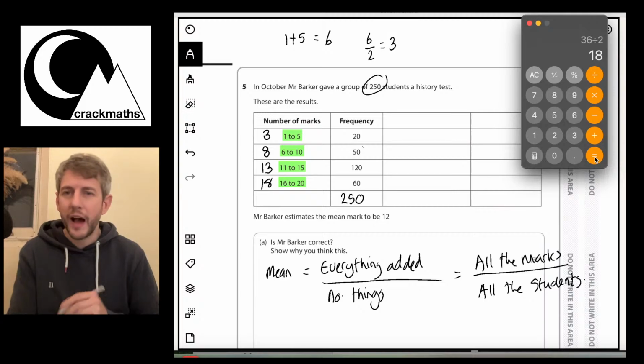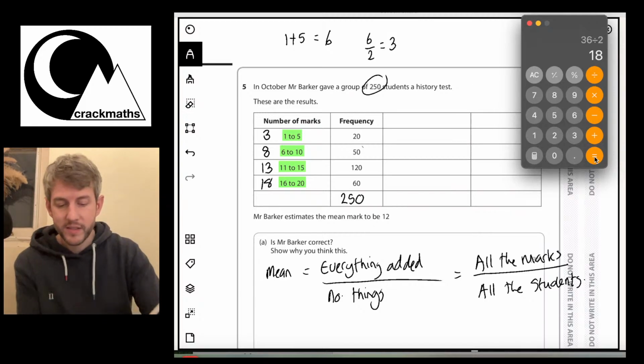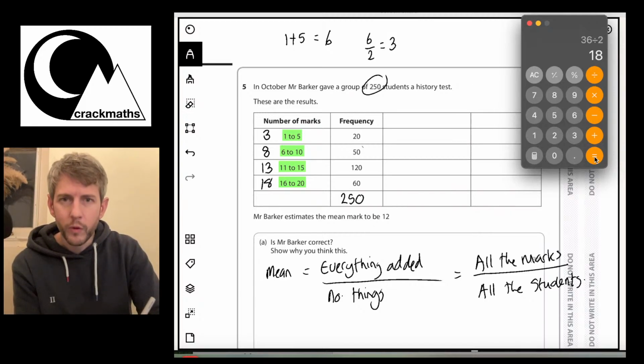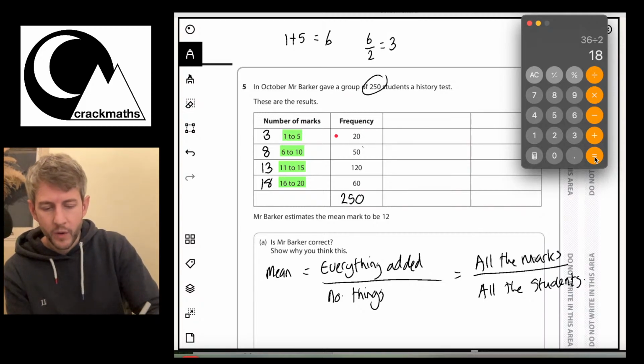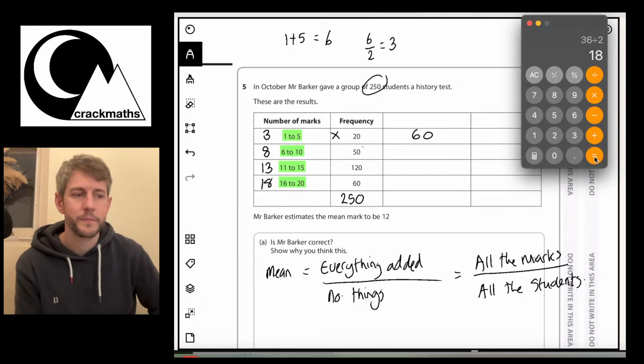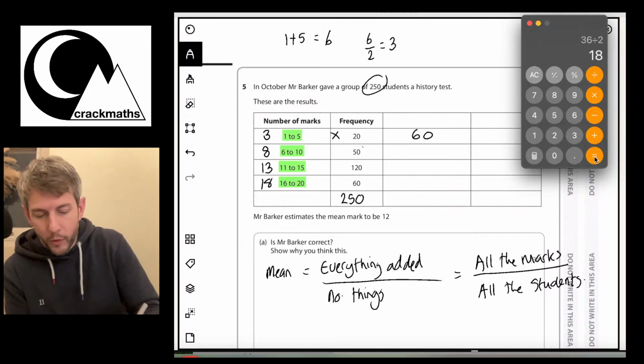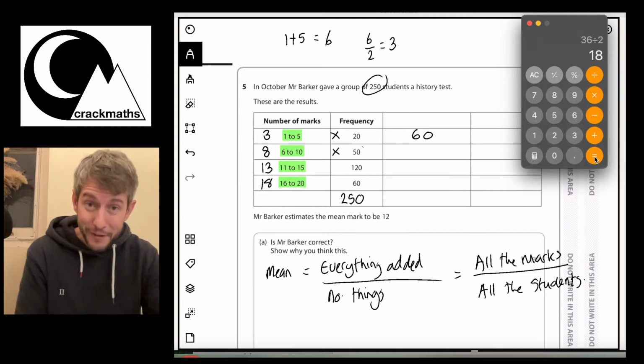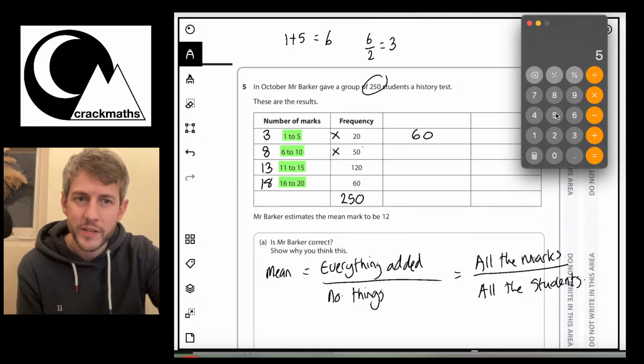So what we need to do now is we need to add up all the marks. So if 20 people got 3 marks, we can times these together to say that altogether they got 60 marks. If 50 people got 8 marks, we can do 50 times 8.